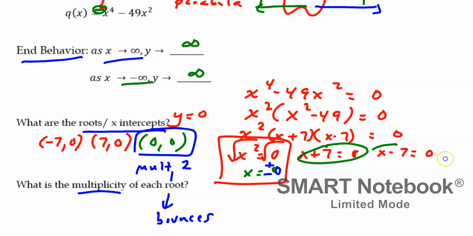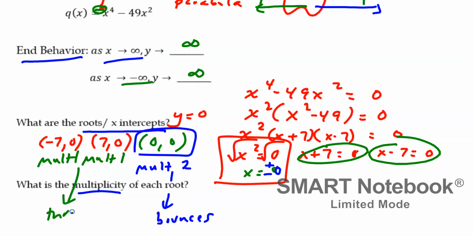These two answers, however, only occur one time. Yes, it was originally squared, but when you factored it, there was only one -7 and one +7. So both of these have a multiplicity of 1. And what that means is that if you were to graph it, the graph would go through the x-axis. And this one would bounce on the x-axis.